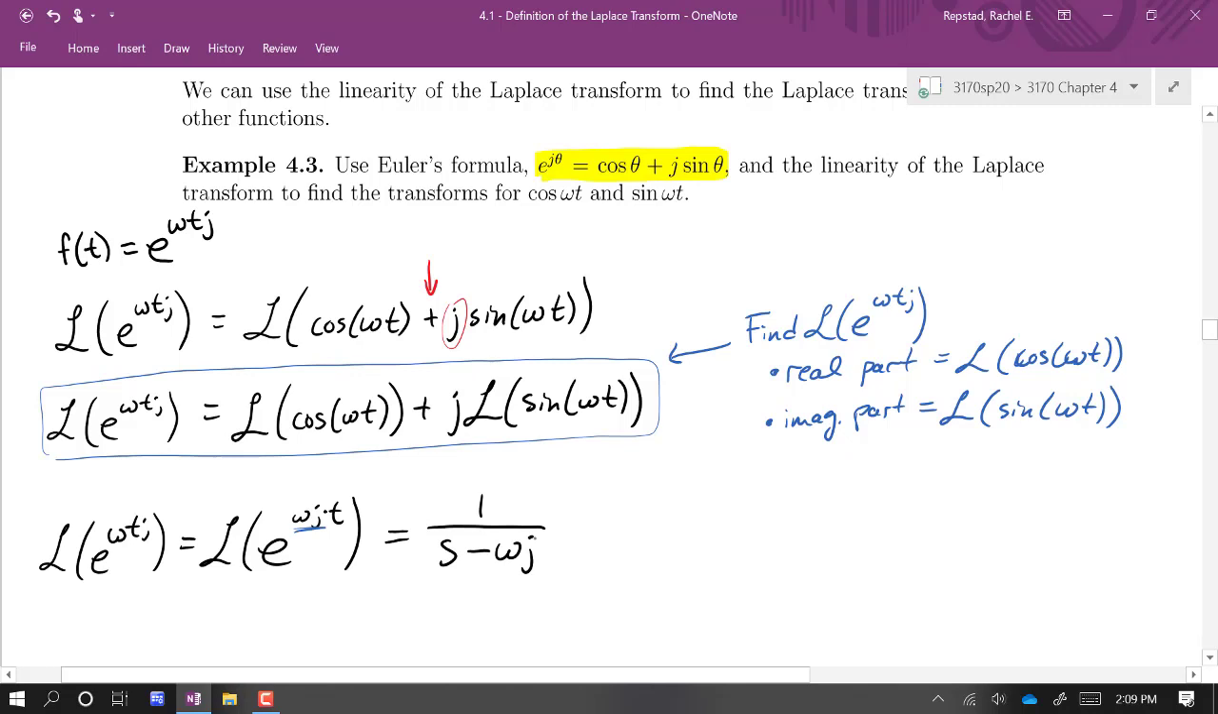so s minus omega j. So that's a complex expression. I can tell because there's a j involved. It's in the bottom. What I want to be able to do is write it in the rectangular form, like the real part plus the imaginary part, not in the denominator. And so in order to do that, we'll multiply the top and the bottom by the complex conjugate.